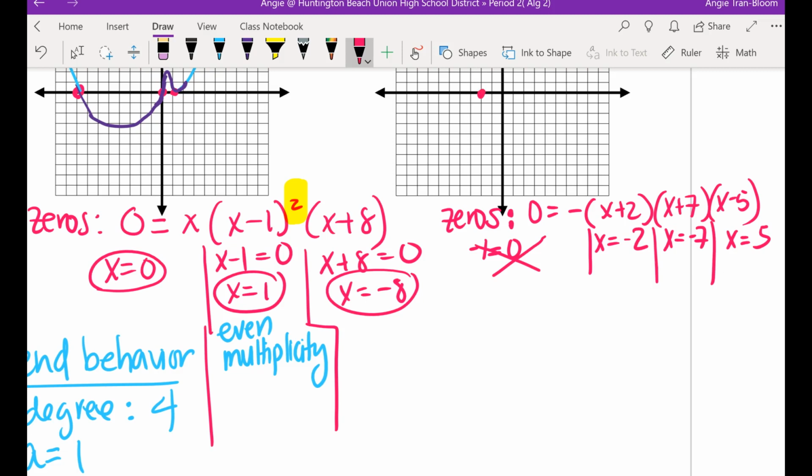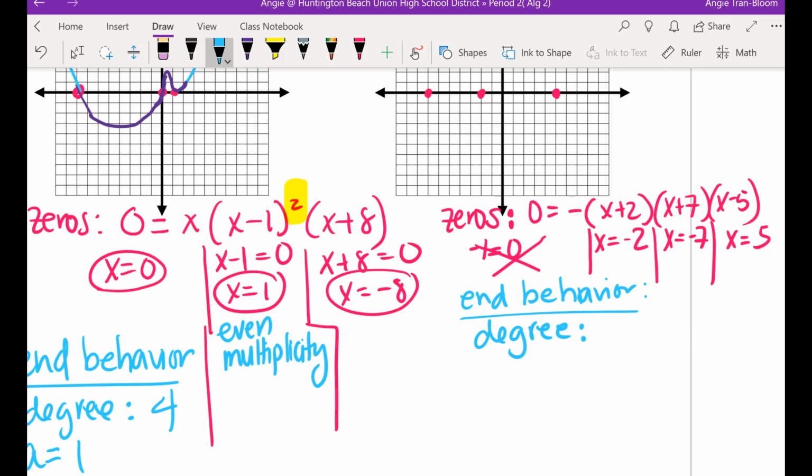Negative 2 is right here. Negative 7 is right here. 5 is right there. What do we do next? End behavior, right? To get the end behavior, what do you guys want to do? How do we decide how it behaves? I need a degree. What is the degree of this entire polynomial?